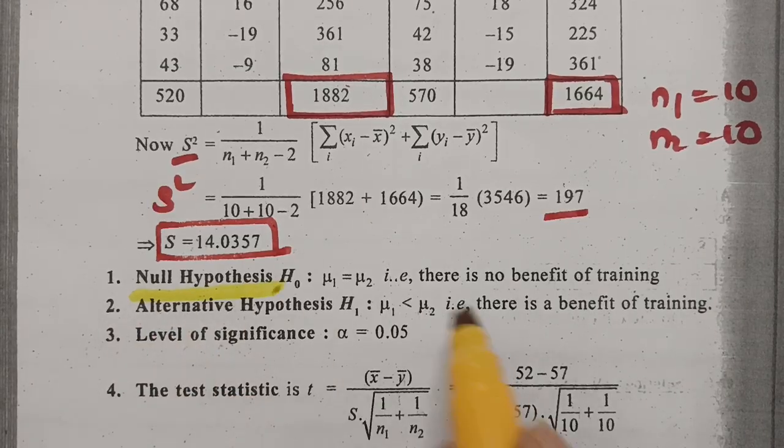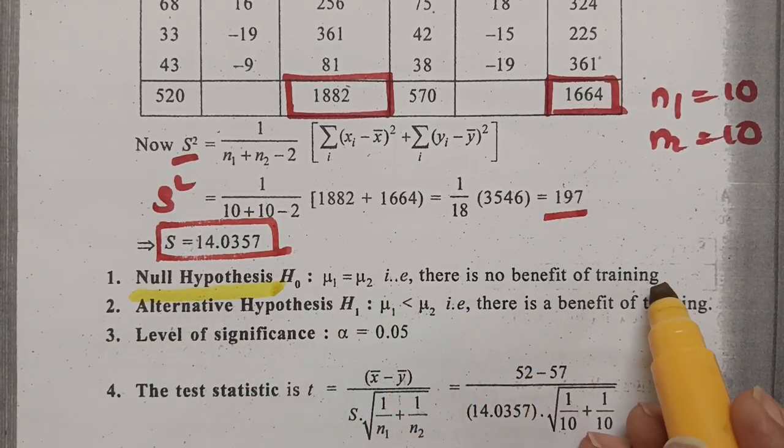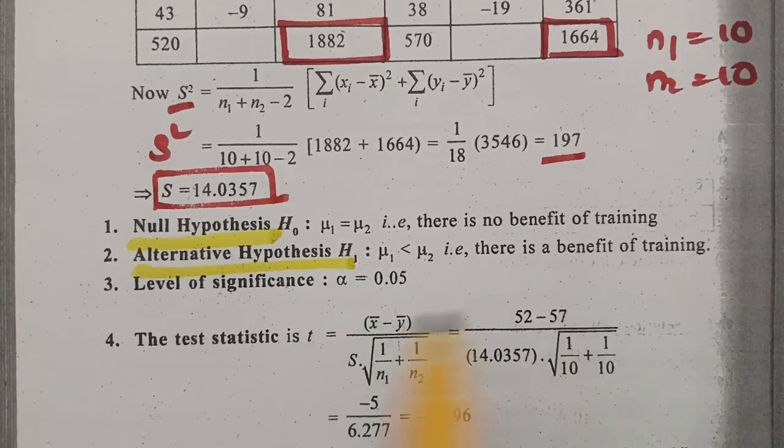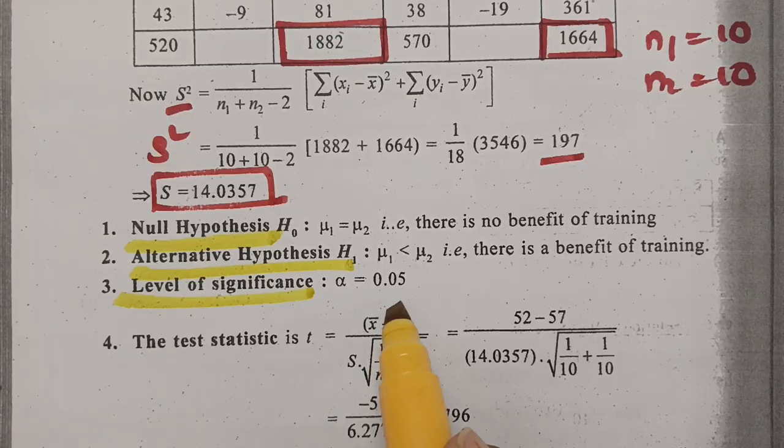As usual, we go with the 5 steps. First one is the null hypothesis: mu1 equal to mu2, there is no benefit of training. Alternate hypothesis: mu1 less than mu2, there is a benefit of training. Level of significance: as usual, alpha is equal to 0.05.